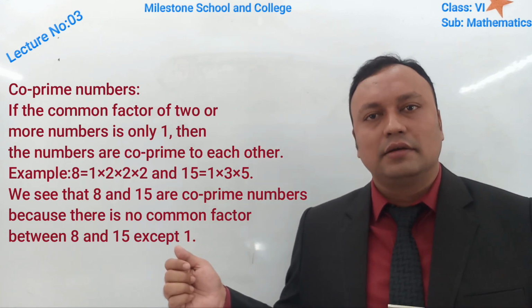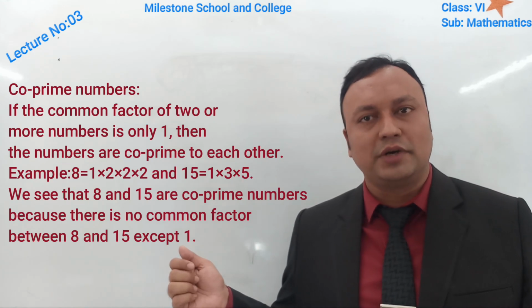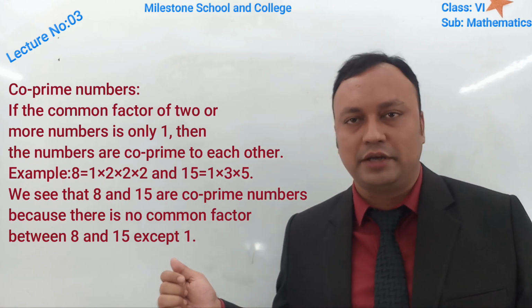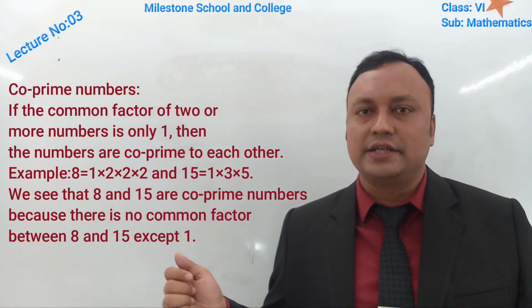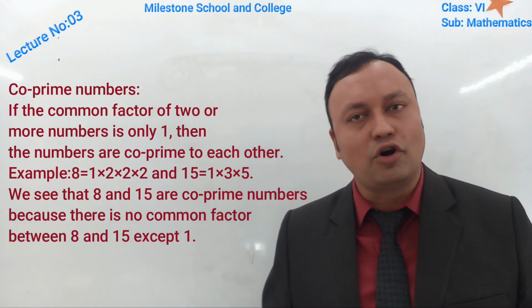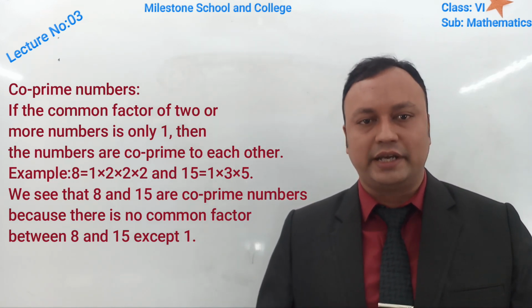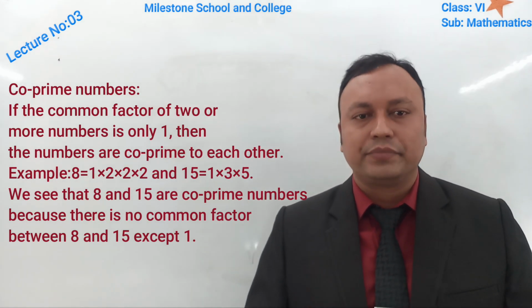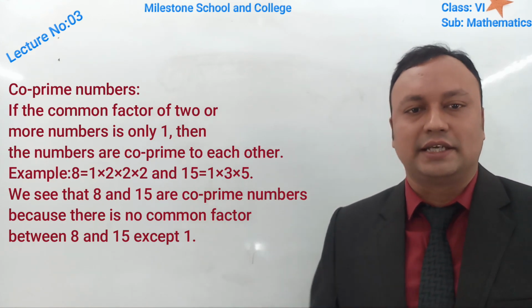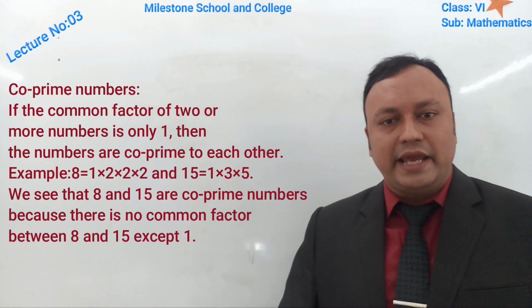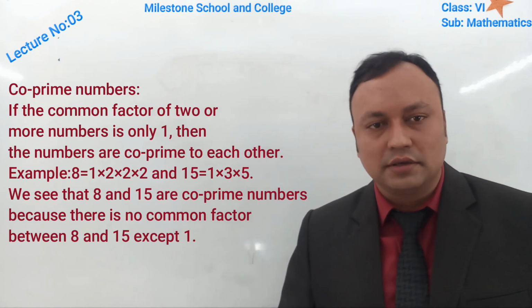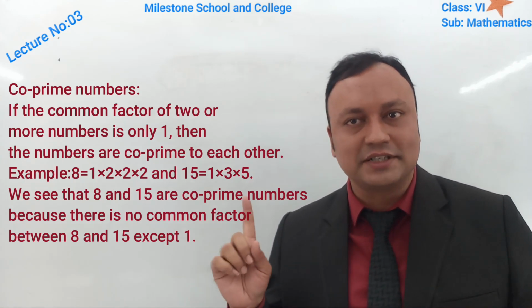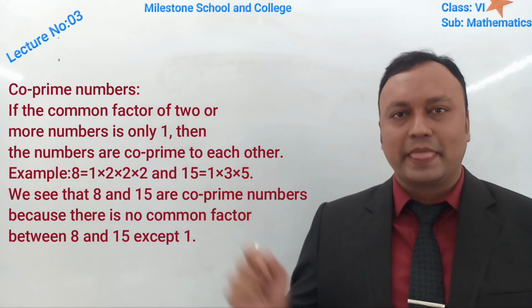8 equals 1 multiplied by 2 multiplied by 2 multiplied by 2, there is a 1, and 15 equals 1 multiplied by 3 multiplied by 5, there is also 1. So the only common factor is 1, not any other number. And this is the definition, my dear. If the common factor of two or more numbers is only 1, then the numbers are co-prime to each other. So you can see that 8 and 15 are co-prime numbers because there is no common factor between 8 and 15 except 1. So these are co-prime numbers.